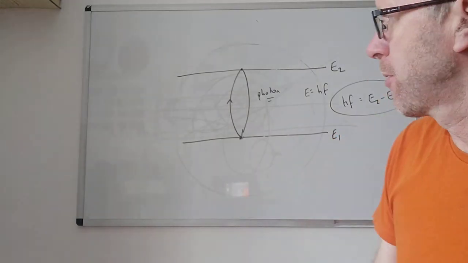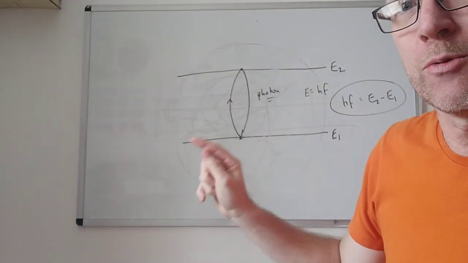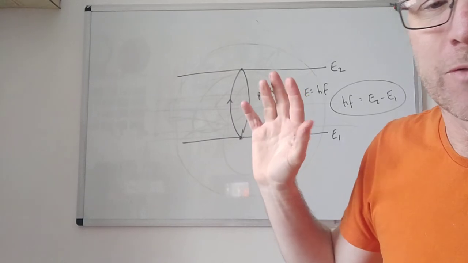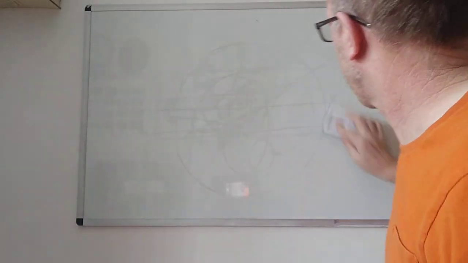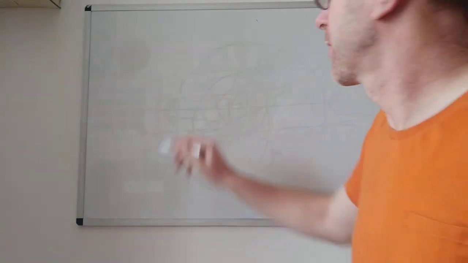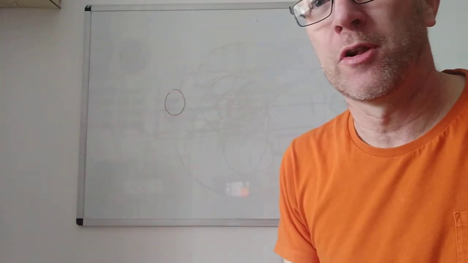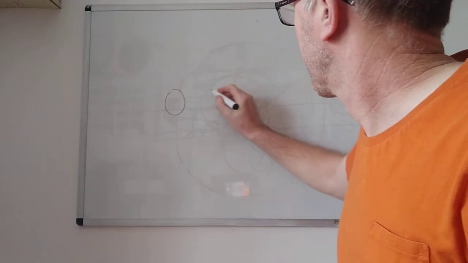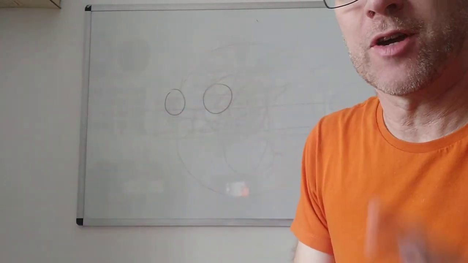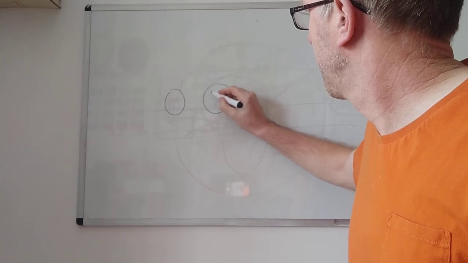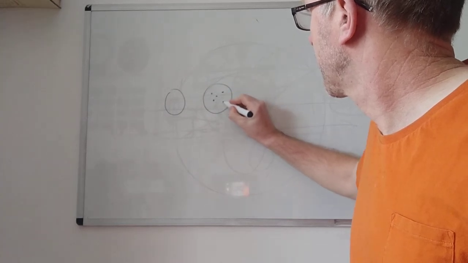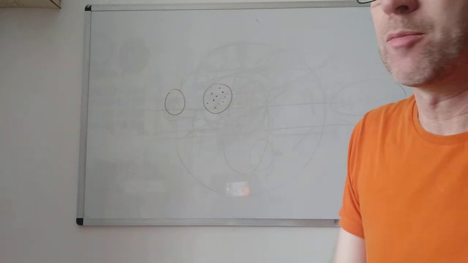So just to recap, and this is where we're at today, we've looked at effectively four models. So let's look at our four models. Model one, Dalton's model: atoms are neutral, just spheres. Model two, Thomson's plum pudding model: a positively charged object with little electrons all embedded. That's the plum pudding.